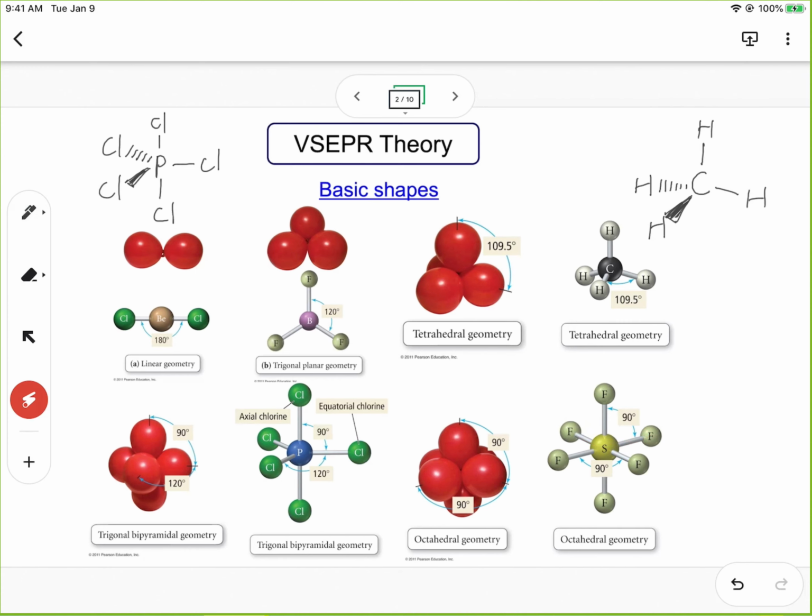Now the second type of bond angle is between these two bonds, this sulfur-fluorine bond and this sulfur-fluorine bond. They are in opposite directions, so the bond angle is 180.